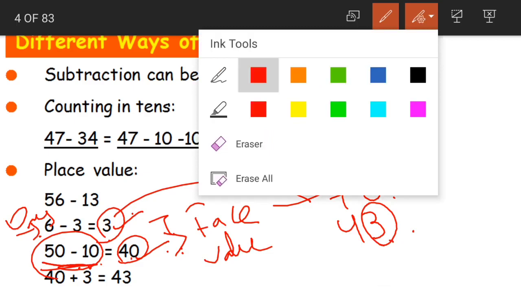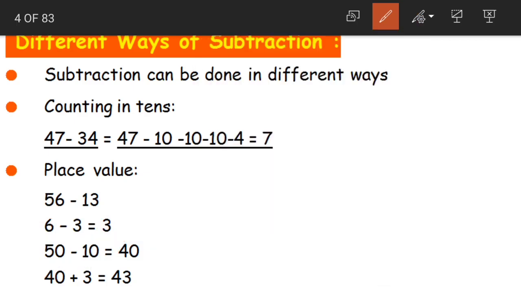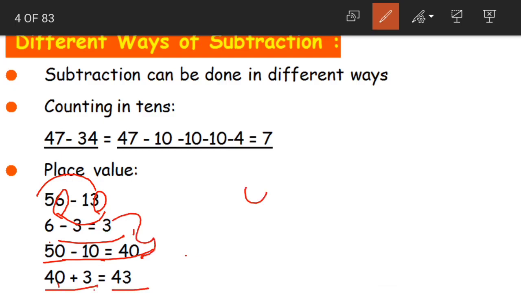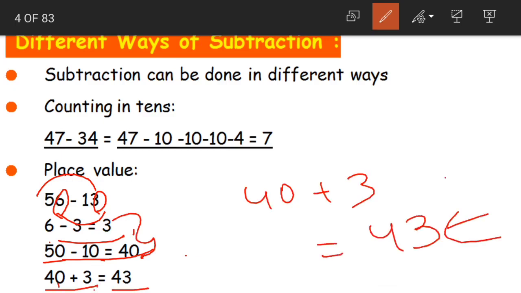Clear, children? In the second way of subtracting, how did we do? We took out the numbers in the same place values and subtracted. 6 minus 3, 3. 50 minus 10, 40. So 40 plus 3 becomes 43. 43 is our difference. Yes, children?